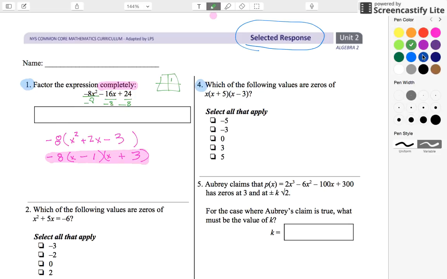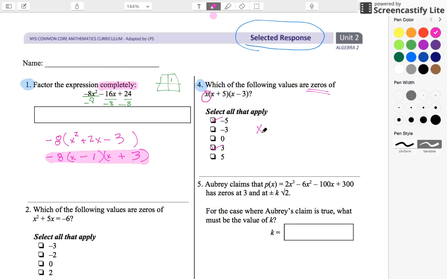Now, moving on to question 4. This says, which of the following values are zeros of this? Many of you saw, oh, x plus 5, that's -5, and x minus 3, that's +3. I saw most people get this. But right here, this has an x.